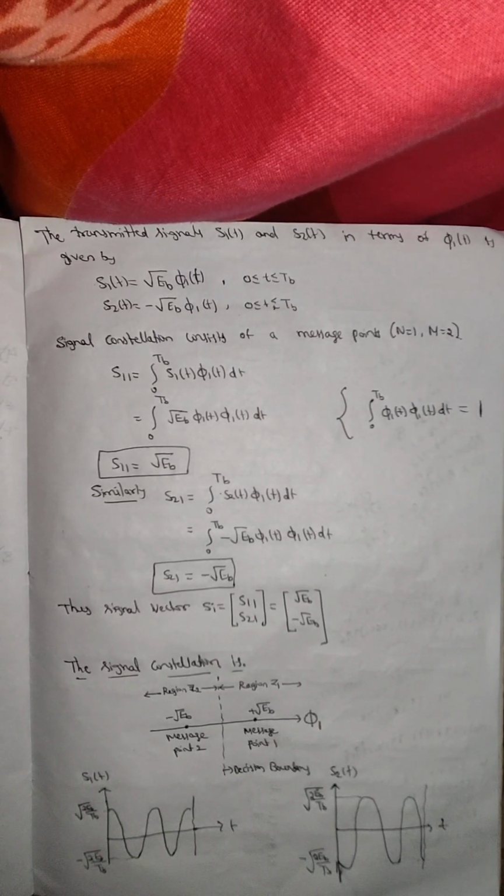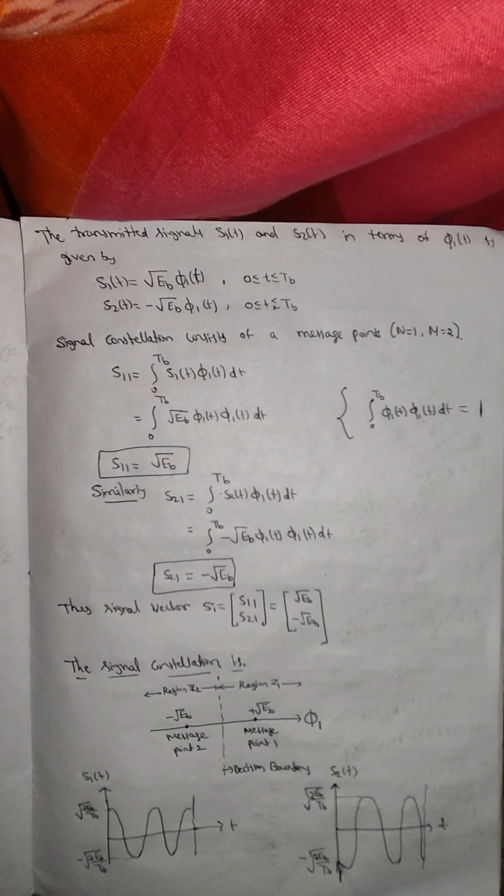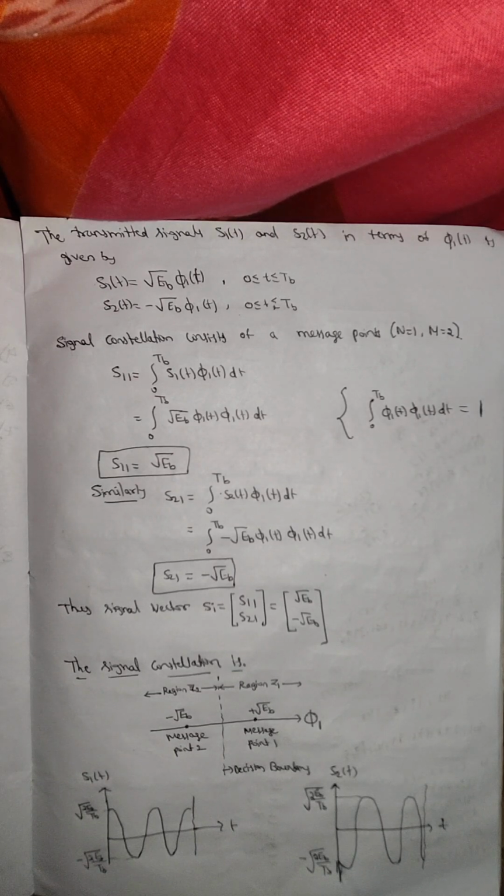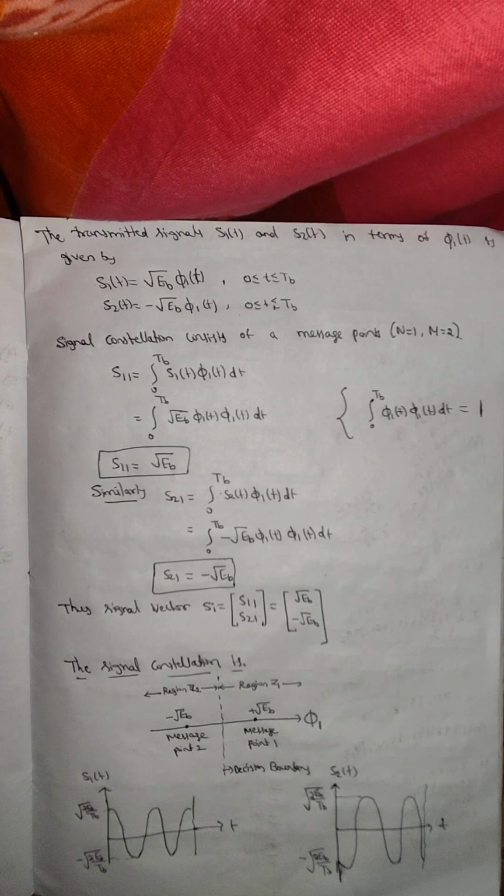The transmitted signals S1(t) and S2(t) in terms of phi1(t) are given by S1(t) is equal to root Eb phi1(t). S2(t) is equal to minus root Eb phi1(t). Signal constellation consists of M message points. N is equal to 1, M is equal to 2.